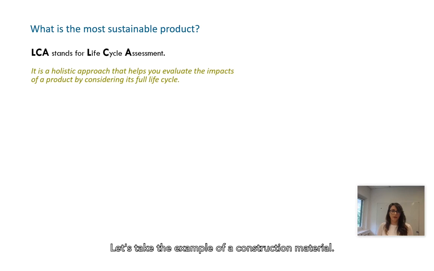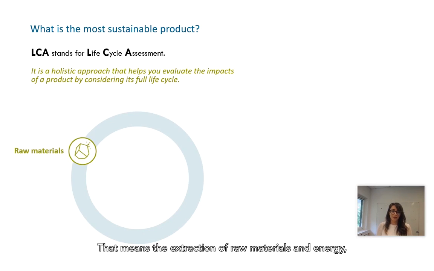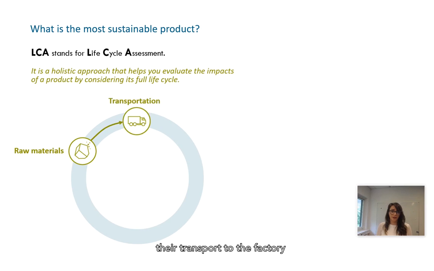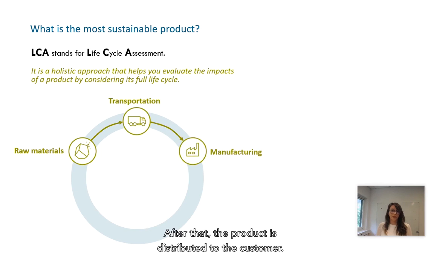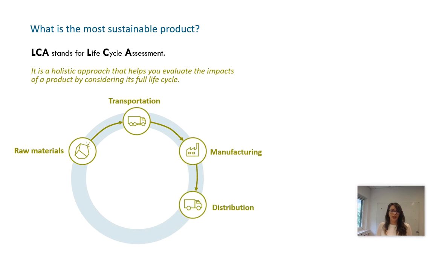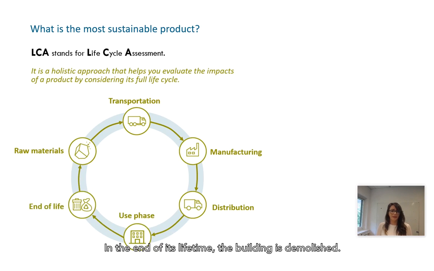Let's take the example of a construction material. The life cycle assessment includes all the different life cycle stages. That means the extraction of raw materials and energy, their transport to the factory, and the final packaging and manufacturing. After that, the product is distributed to the customer. Then it is installed and stays at the building for some time. Maybe during this time, the product needs repair or replacement. At the end of its lifetime, the building is demolished. But the story does not end here. Many construction products can be recycled, so the circle starts again.